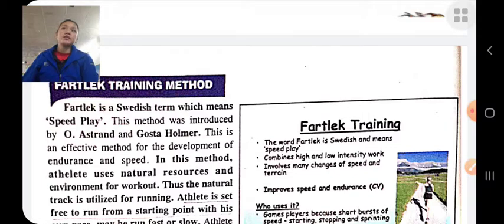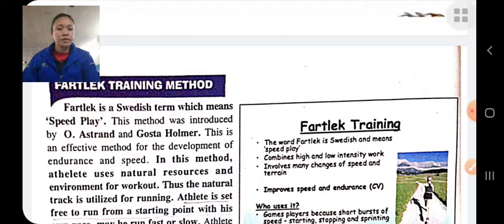In fartlek training method, the change of speed is not pre-planned. Therefore, the sportsperson can change his speed on his own, and duration on his own, during the activity according to the surroundings or his feeling. Therefore, this method needs more self-discipline in order to be effective. Examples: road running, cross country, etc.